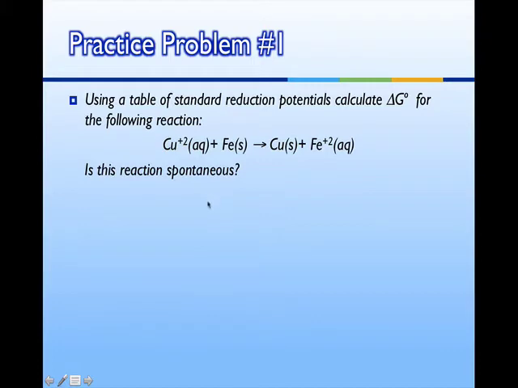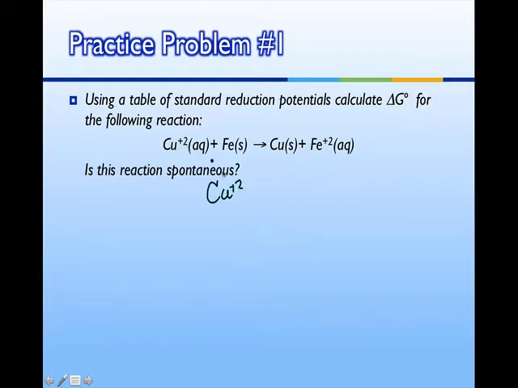Okay, practice problem number 1 says using a table of standard reduction potentials, calculate delta G for the following reaction. And here's what we have. It says, is this reaction spontaneous? So the first thing I'm going to do is calculate delta G, and then I'll answer the spontaneous question. But what I want to do is make sure this is balanced, and I'm going to do that by writing half reactions and checking charges and checking numbers and all of that stuff.